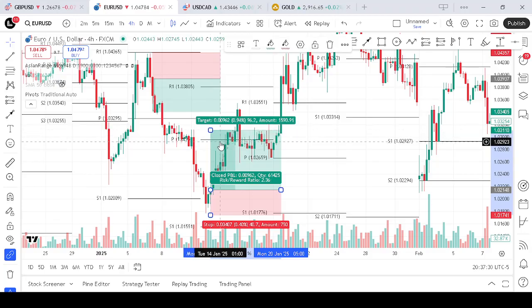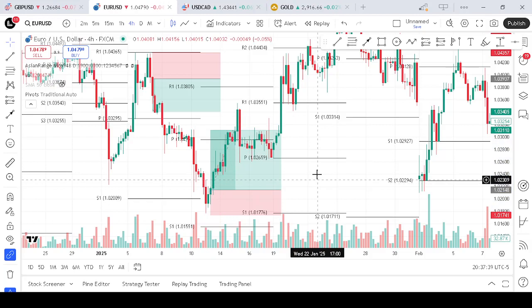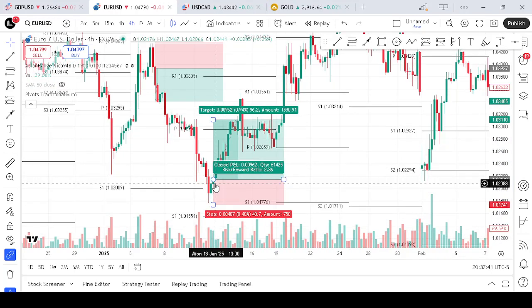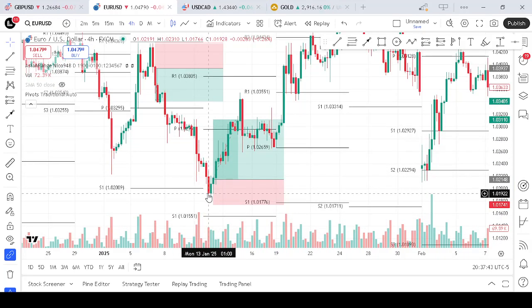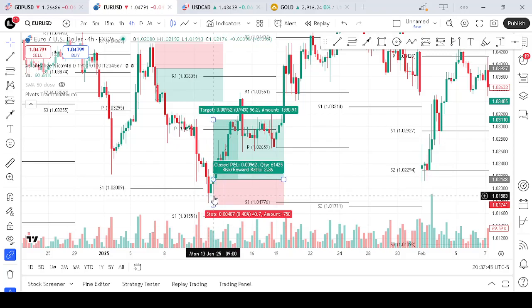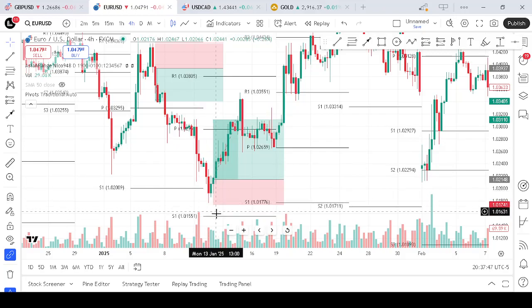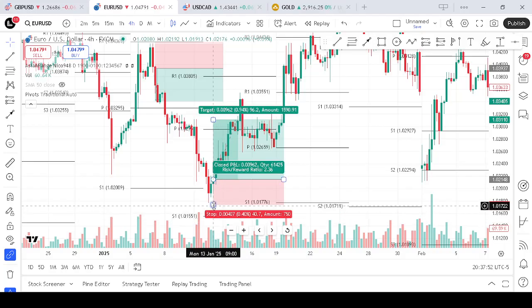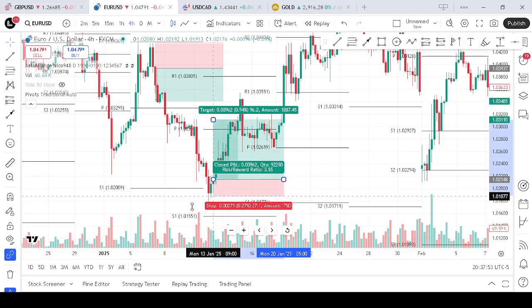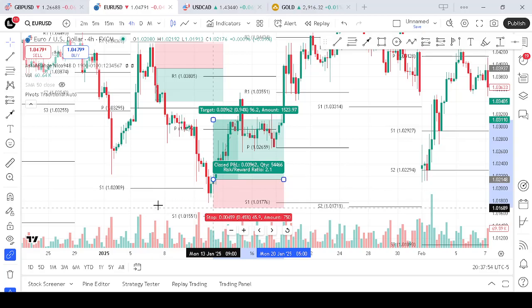Similarly, if you see price trying to go towards the support level, always don't forget to place your stop loss below the support area. This is our support. Put your stop loss just below that area.